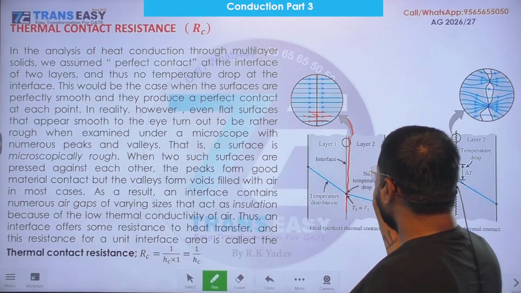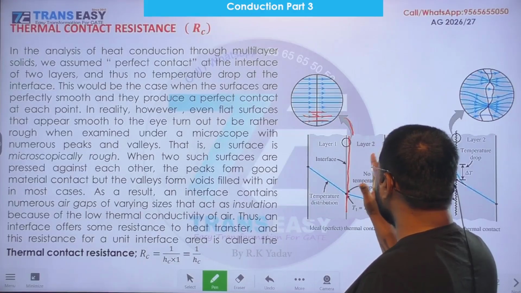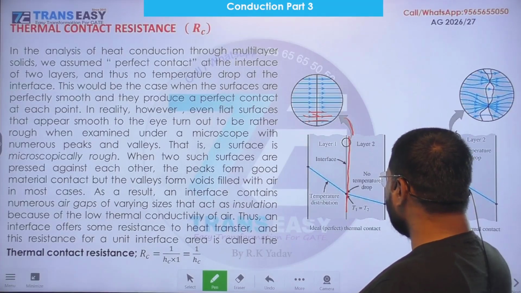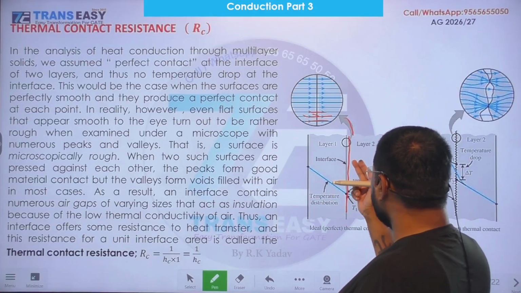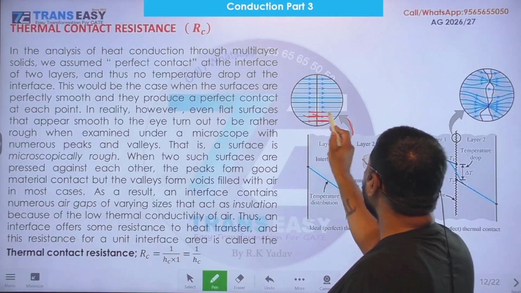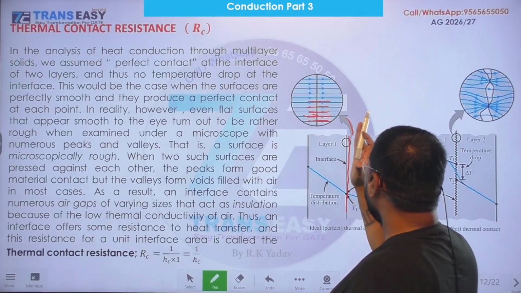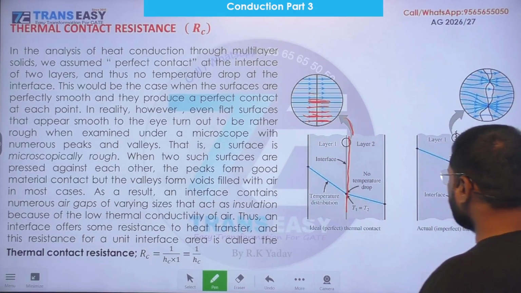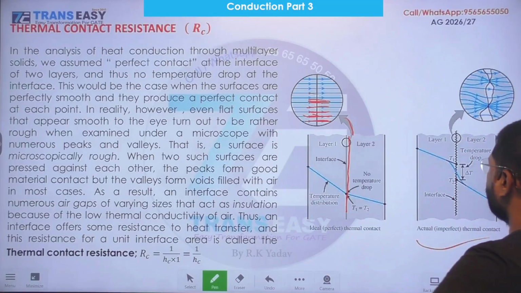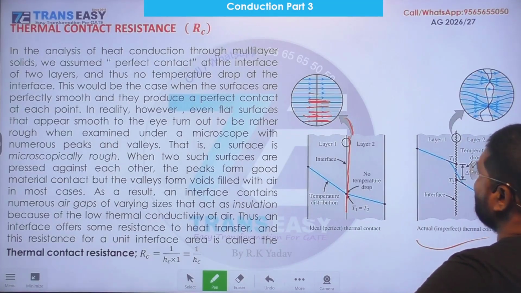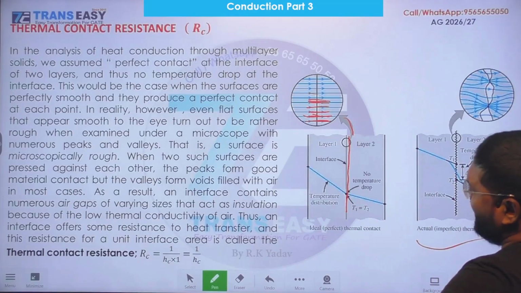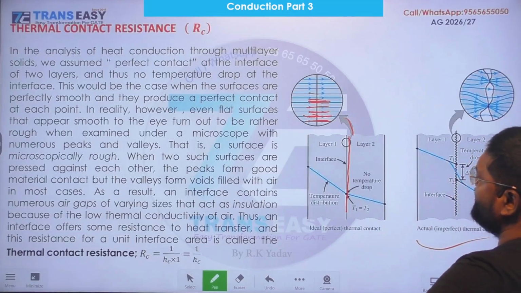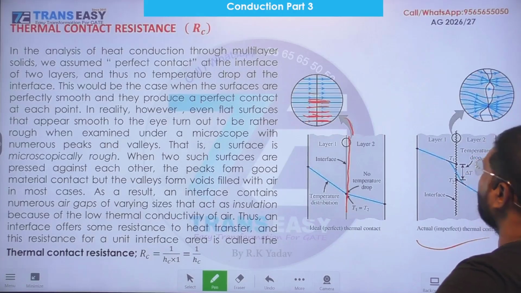If surfaces of these two layers are perfectly smooth, in that case they will produce a perfect contact point to point. Each and every point of this side and this side are in perfect thermal contact. In reality, even flat surfaces that appear smooth to the eye turn out to be rather rough when examined under a microscope with various peaks and valleys.